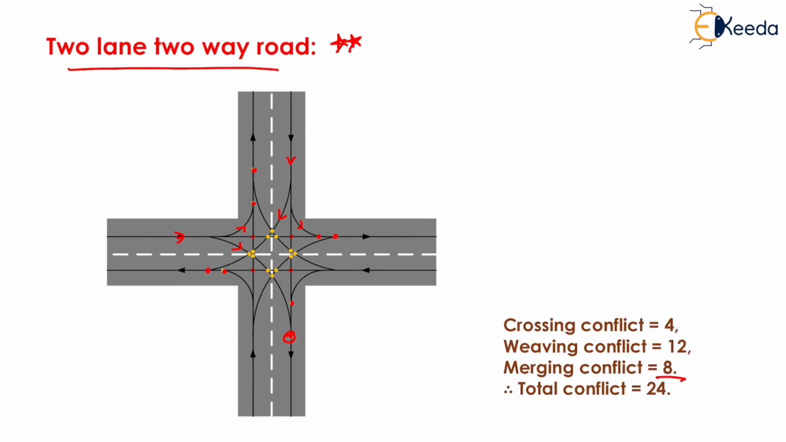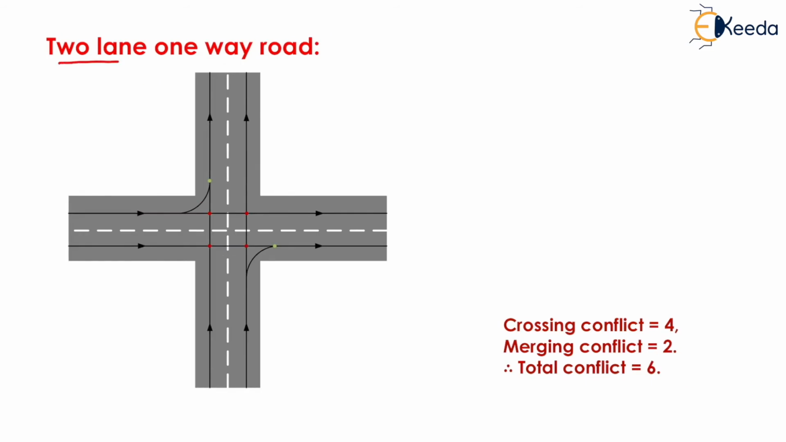Now the crossing conflicts will be just like this: this is a crossing conflict, this is also a crossing conflict, this is also a crossing conflict, and this is also a crossing conflict. So crossing conflict will be equal to 4, and weaving conflict is shown here by the yellow color. These are all the weaving conflicts, so it will be equal to 12. On adding these three conflicts, the total conflict will be equal to 24. So for a two-lane two-way road, the total conflict points will be equal to 24.